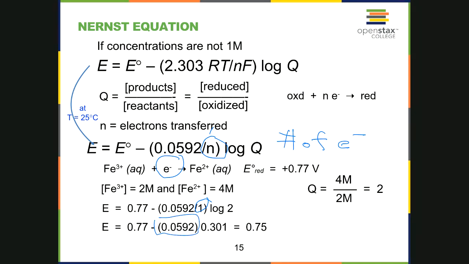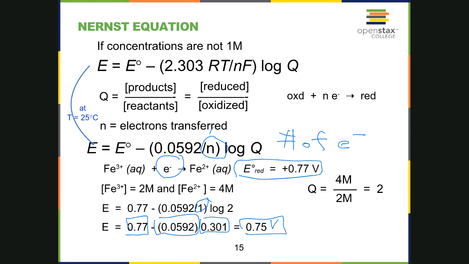And the log of 2 is 0.301. And the 0.77 is what the reduction potential is if the concentrations were all 1. So then we just combine all this and simplify it. And now the potential is 0.75 volts.